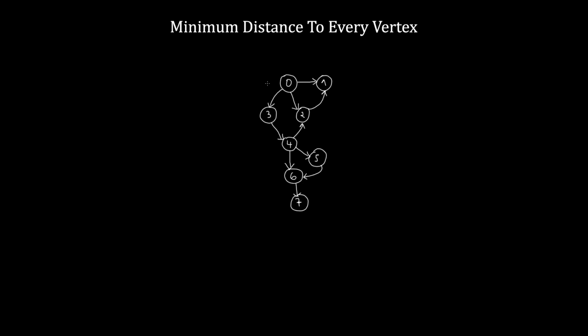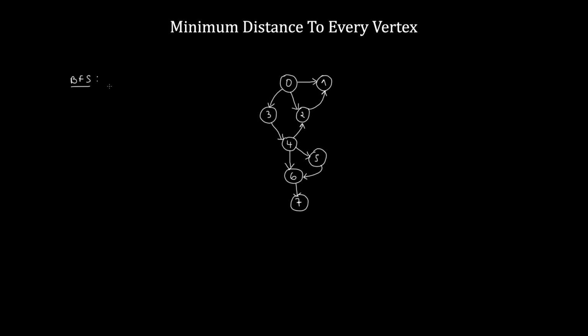Hello everybody and welcome to the minimum distance to every vertex coding question. We are given a directed graph with n nodes labeled from 0 to n-1 and we should compute the minimum distance from the source vertex, which in our case is 0, to every other vertex in the graph. This is a classical problem that involves the breadth first search algorithm, or in short the BFS. And I'm going to show you how it works right here.